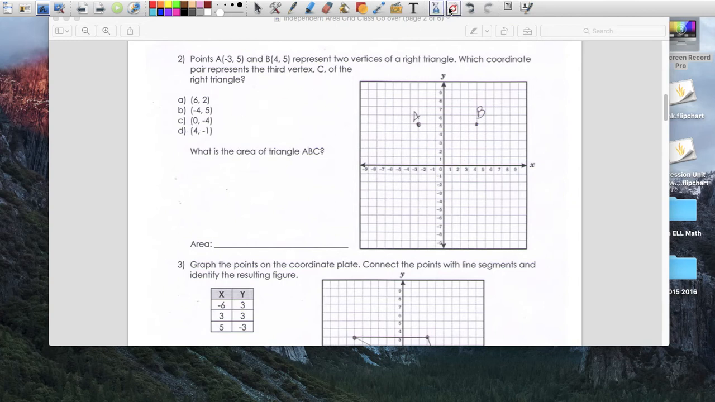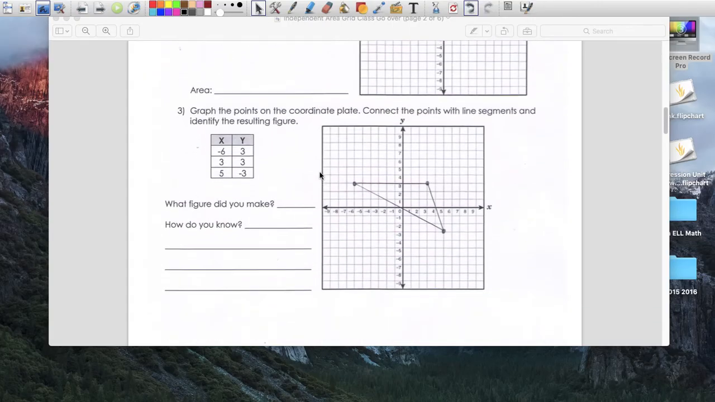So we're left with 4, negative 1. And this definitely is a right triangle. A right triangle has a 90-degree angle right there. So that would be choice C. And to find the area, base times height divided by 2. The base of this triangle, from A to B, is 1, 2, 3, 4, 5, 6, 7. The height of the triangle is 1, 2, 3, 4, 5, 6. 7 times 6 divided by 2, 42 divided by 2, is 21 units squared.